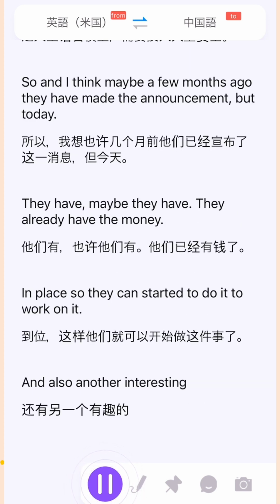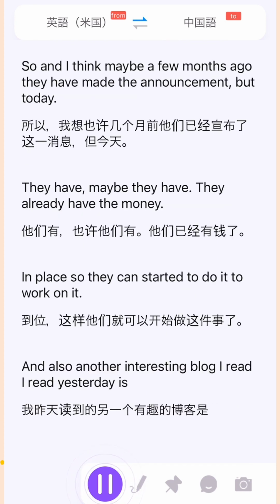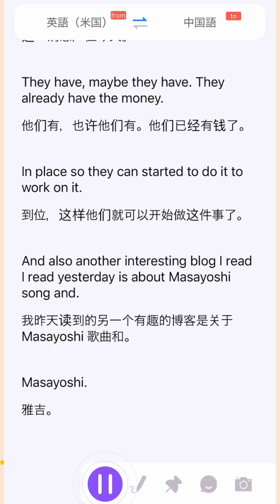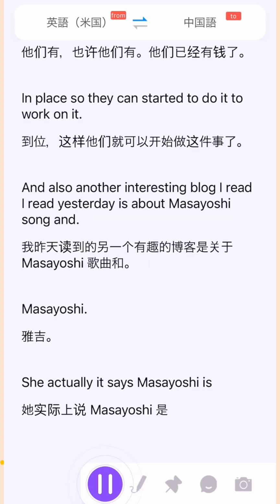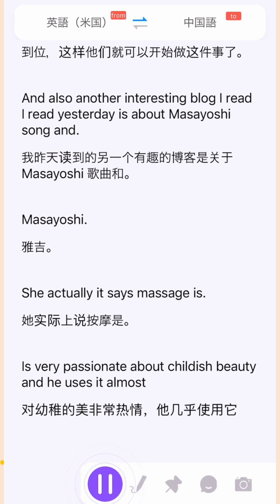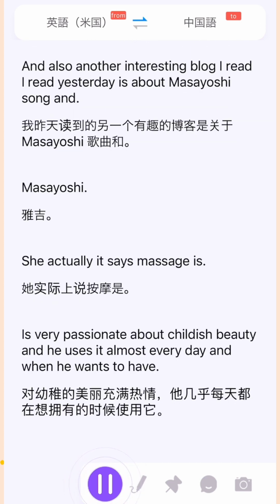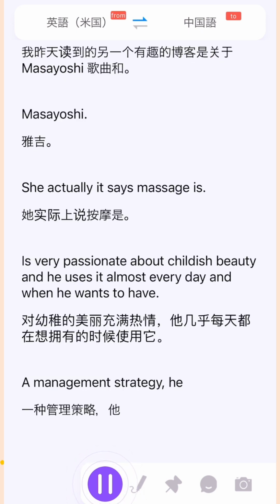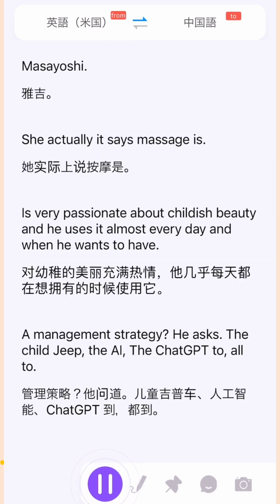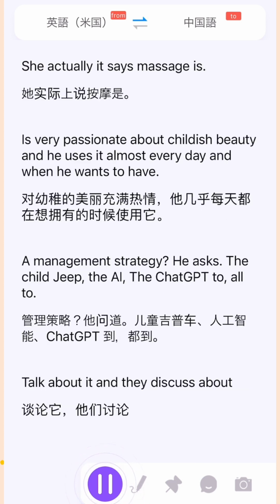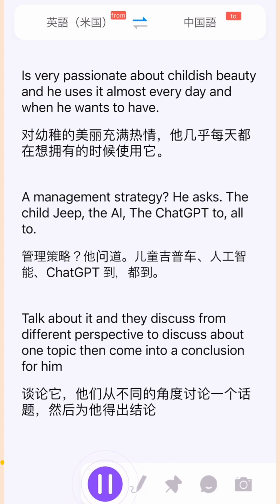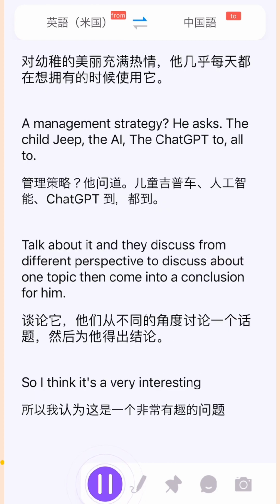And also another interesting blog I read yesterday is about Masayoshi Son, 孙正义. Actually, it says Masayoshi is very passionate about ChatGPT, and he uses it almost every day. And when he wants to have a management strategy, he asks the AI, ChatGPT, to discuss one topic from different perspectives, then come to a conclusion for him. So I think it's a very interesting practice.